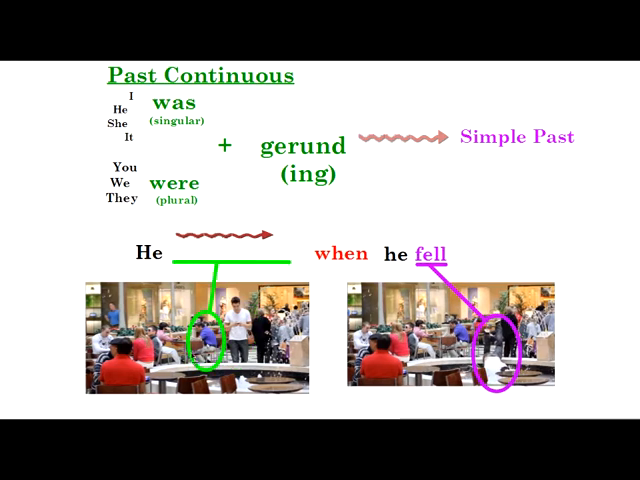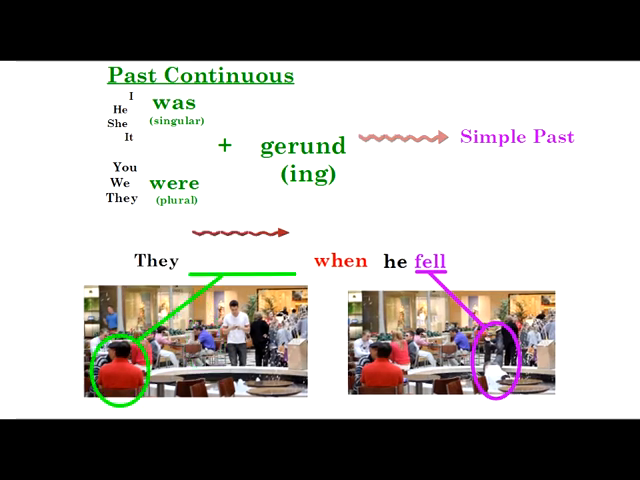Do you remember this man in the blue shirt? Do you remember what he was doing when he fell? Well, he was reading when he fell. Right? Again, I'm using was and the gerund reading, right? To describe what was continuous action when this happened, right?